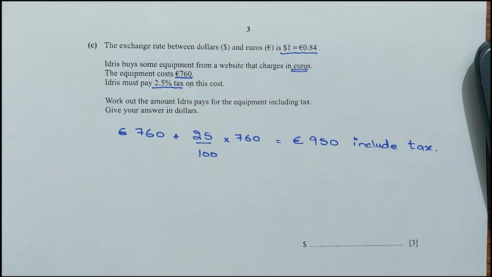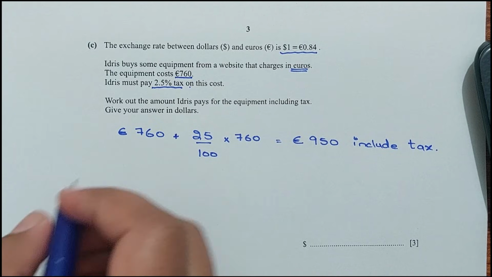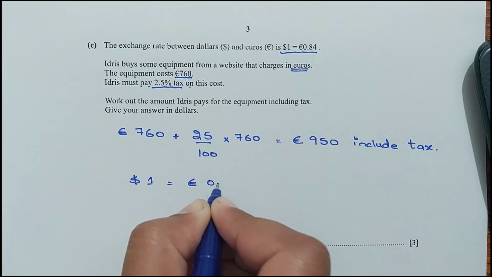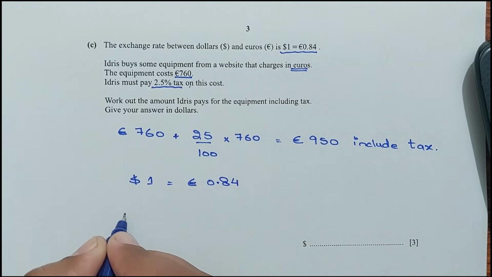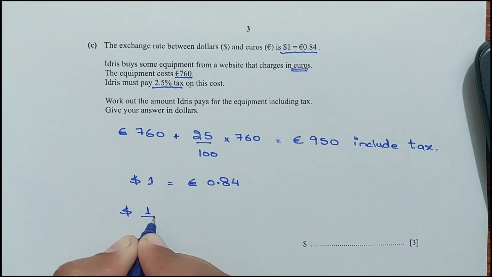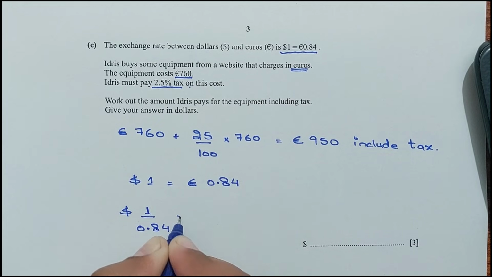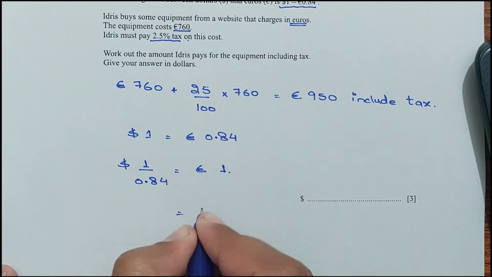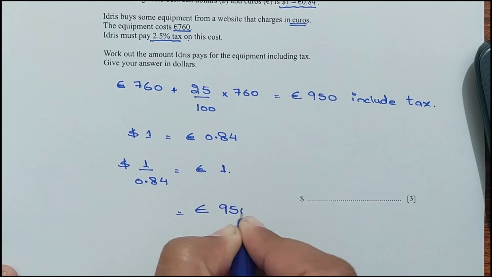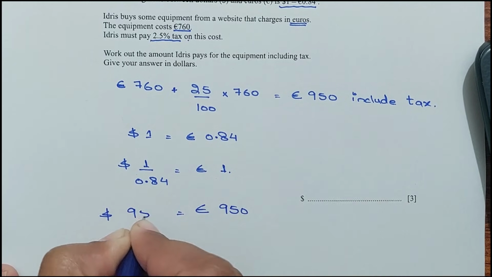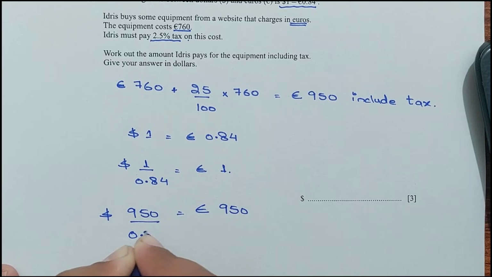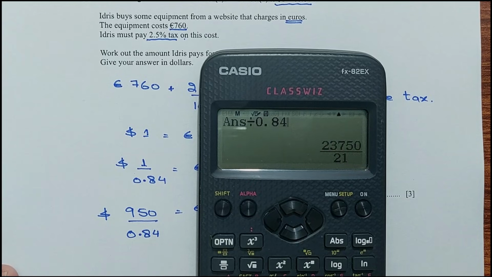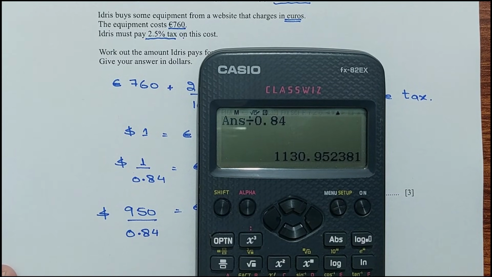All right. Now we have to find the amount in dollars. We are given $1 is equal to 0.84 euros. Now we have to find 1 over 0.84 dollars, which would be equal to 1 euro. So let me solve for 950 euros. This would be 950 divided by 0.84.